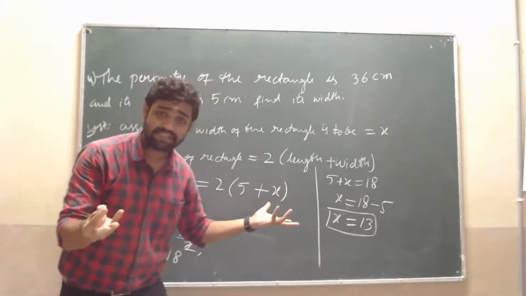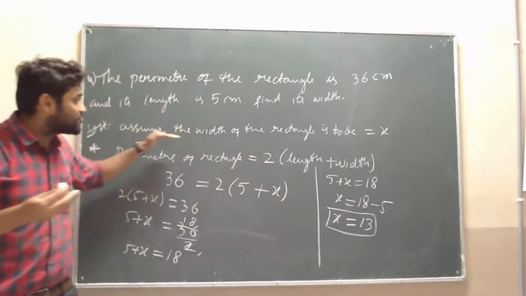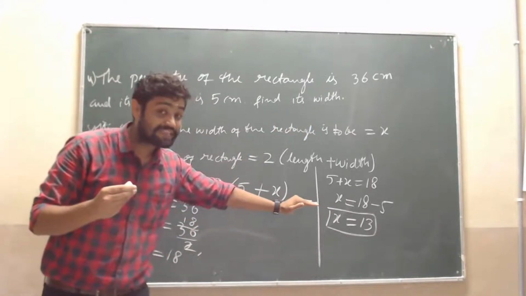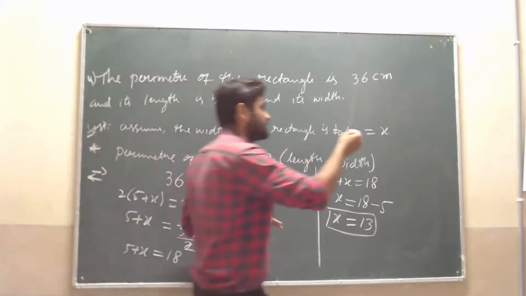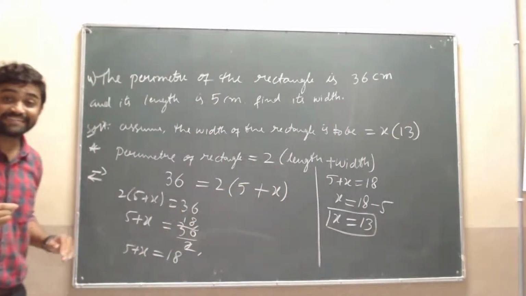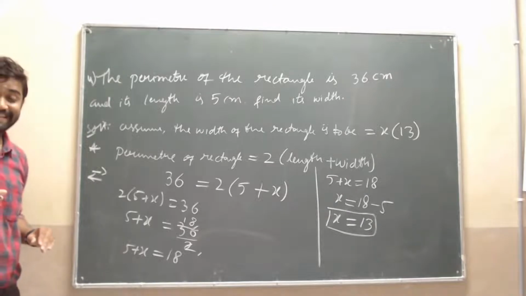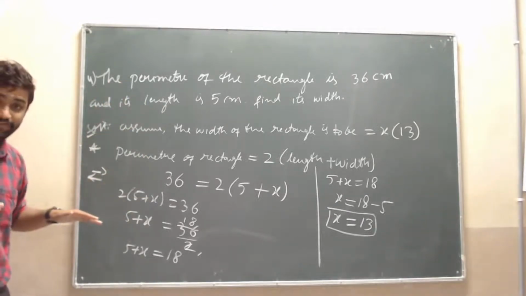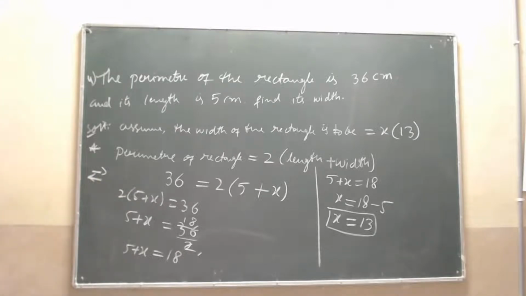And what is x? Simple. See here. Assume that width of the rectangle is x. Then the width of the rectangle is 13. Isn't it? Arithmetic problem. If any doubts, ask me here only.